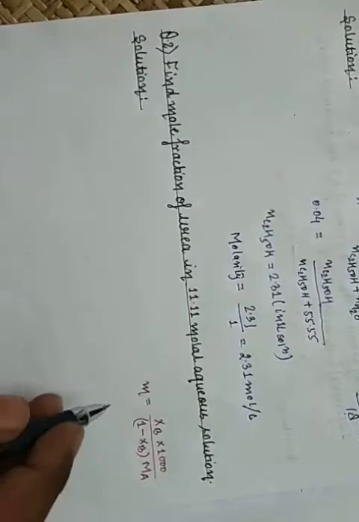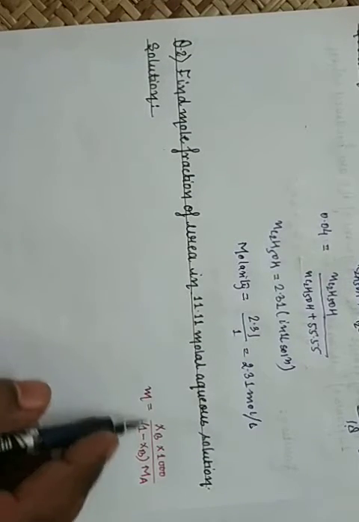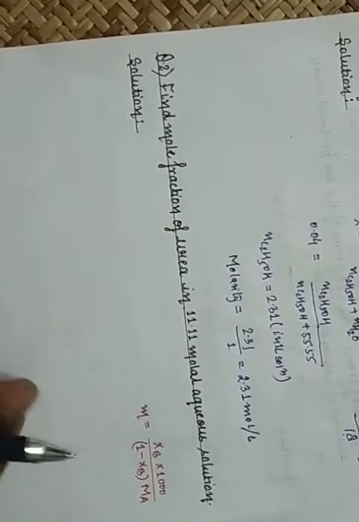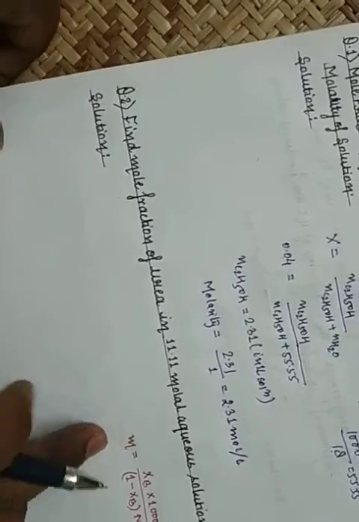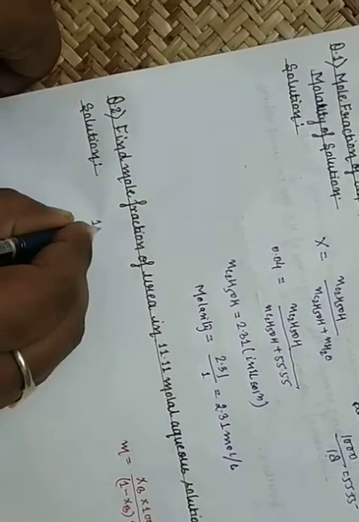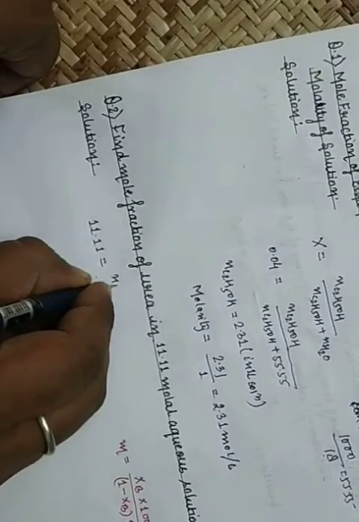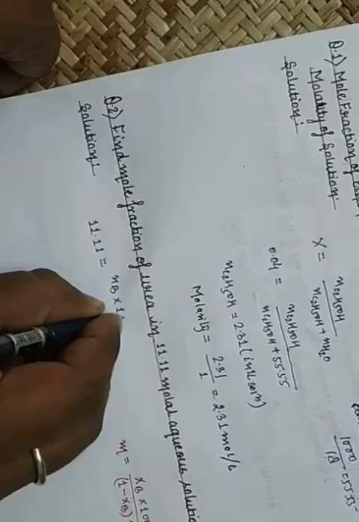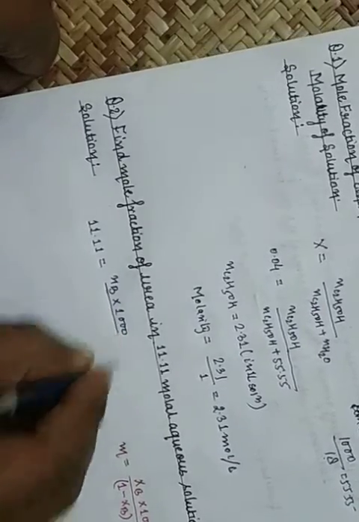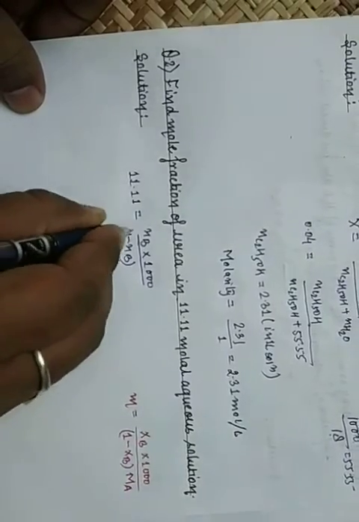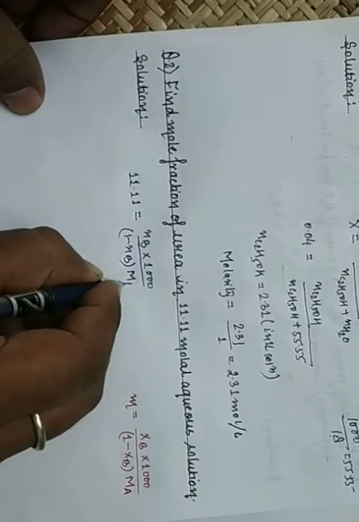Now the second example. Find the mole fraction of urea in an 11.11 molal aqueous solution. So you know this is a relation between molality and mole fraction. So how to solve, how to use this formula? Molality is given, so just put the value: 11.11 is equal to XB into 1000 divided by (1 minus XB) into MA. MA means molar mass of water.